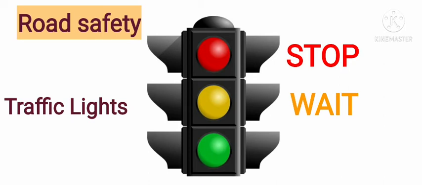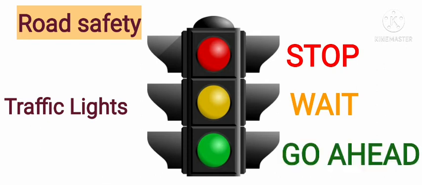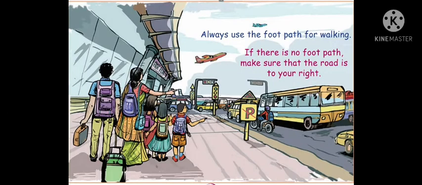So what is the meaning of yellow color? It means proceed with caution. That means you have to wait. And green color means go ahead. Always use the footpath for walking. If there is no footpath, make sure that the road is to your right.